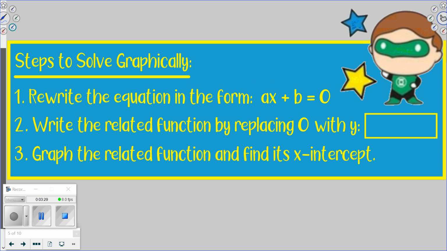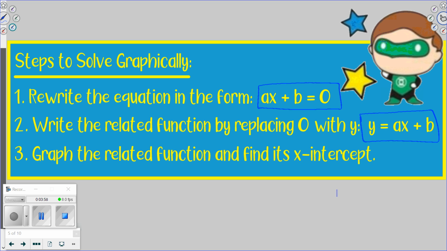ax plus b equals 0. In other words, you're just setting the equation equal to 0. Move everything to one side. Then you will write the related function by replacing 0 with the y. So instead of it being just equal to 0, we replace 0 with y. So y equals ax plus b.